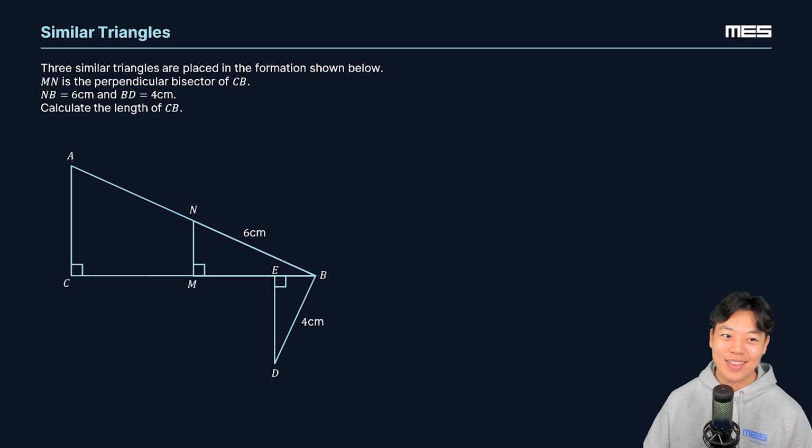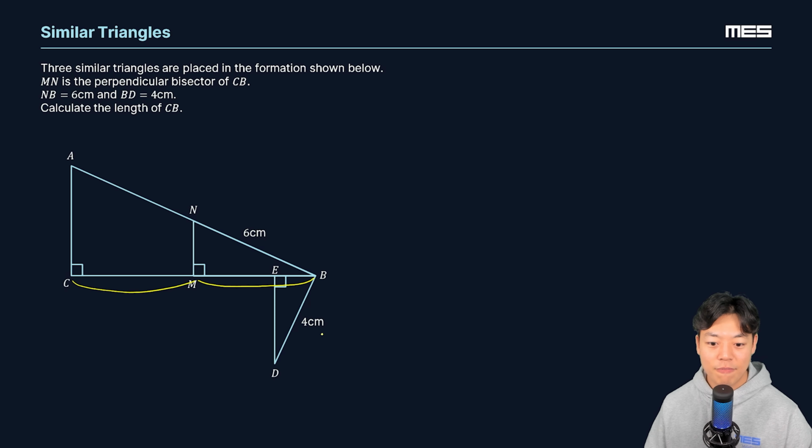All right, let's try out this problem. Three similar triangles are placed in the formation shown below. MN is the perpendicular bisector of CB. So this length right here, CM to MB, will be equivalent. Now, I'm given this information and calculate the length of CB. So I want the length of this entire thing. Well, I know that this is 6 and this is 4.